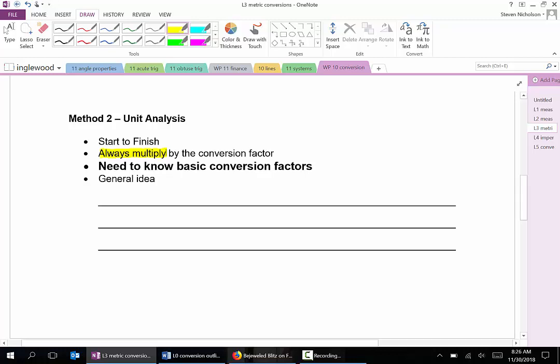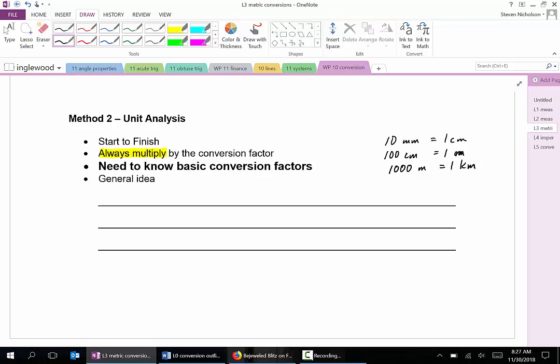So in unit analysis, it's important that you know your basic conversion factors. And by basic conversion factors, I mean 10 millimeters in 1 centimeter, 100 centimeters in 1 meter, and 1,000 meters in 1 kilometer. Those are the basic ones that we need to worry about. And again, when we're doing our homework or classwork, it's a good idea to have a conversion piece of paper, so you're not having to think too much. You can just look over and take off the conversion factor you want.